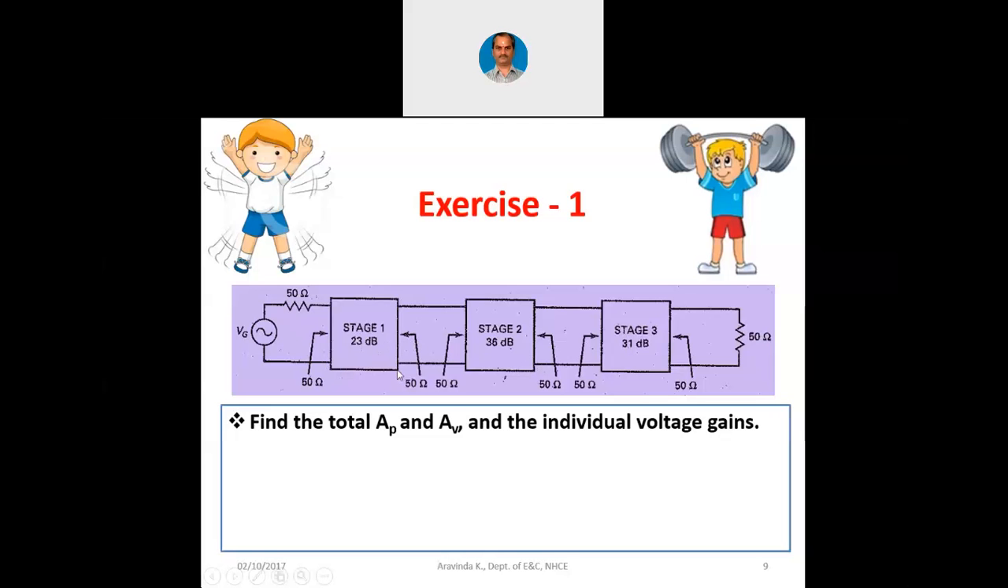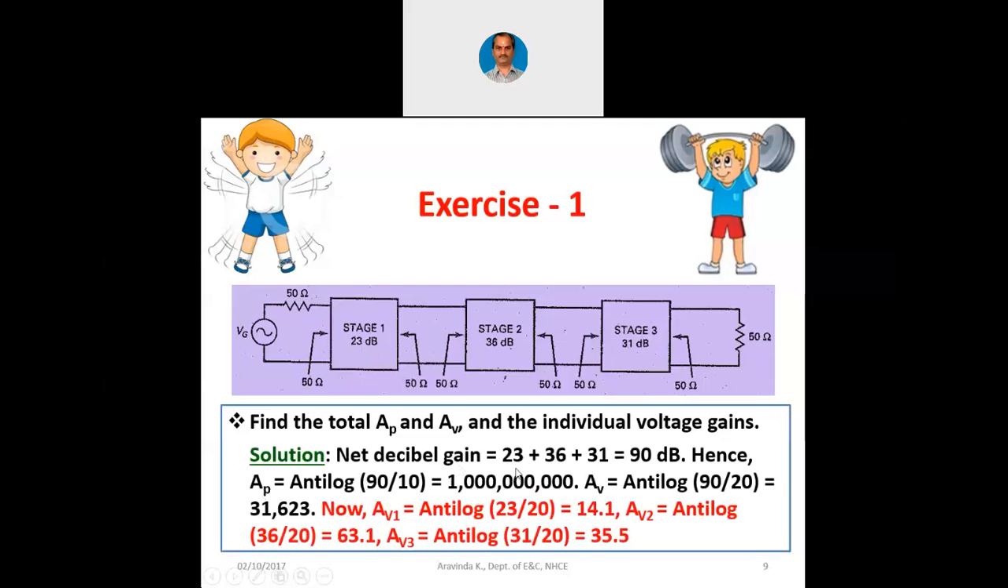Let us find out. The net decibel gain is 23 plus 36 plus 31, that is 90 dB. This is given as a power gain. Why is it given as a power gain? Because he is asking us to find the individual voltage gains. So naturally, this is not an individual voltage gain. Even though in this problem, he has not told whether this 23 dB is voltage gain or power gain, by just looking at the statement, you should understand. He is asking to find the total AP and AV and the individual voltage gains, which means what? This 23 dB is not the individual voltage gain, it is the individual power gain. So net decibel gain is 23 plus 36 plus 31, which is 90 dB. It corresponds to AP as the anti-log of 90 by 10, you can see this, 1 followed by 9 zeros.